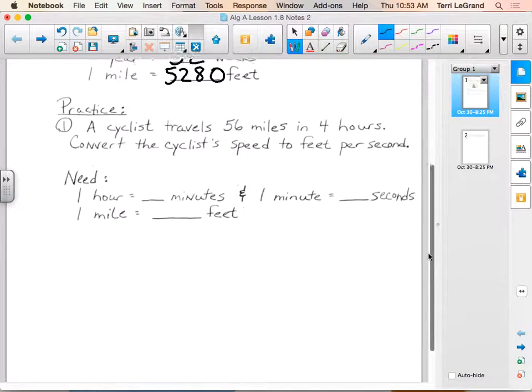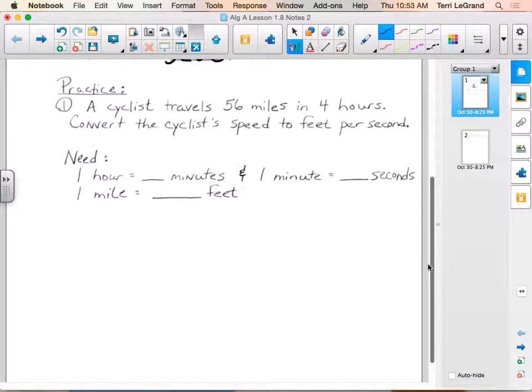So, a cyclist travels 56 miles in 4 hours. Convert the cyclist's speed to feet per second. Would you circle that right there? In the end, we want feet per second. So, first thing we have to do is we're going to set up our ratio in something that makes sense. So 56 miles in 4 hours. Does it make more sense to put the 56 miles upstairs and the 4 hours downstairs? Or do we want the 4 hours upstairs and the 56 miles downstairs? Do we want miles per hour or hours per mile?